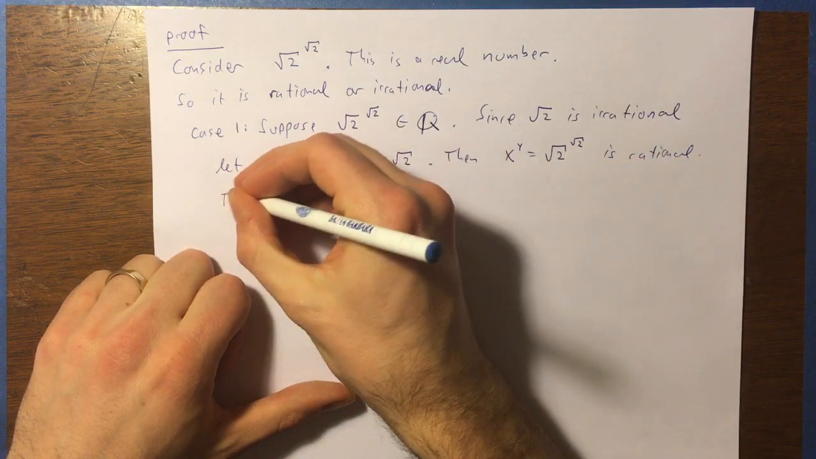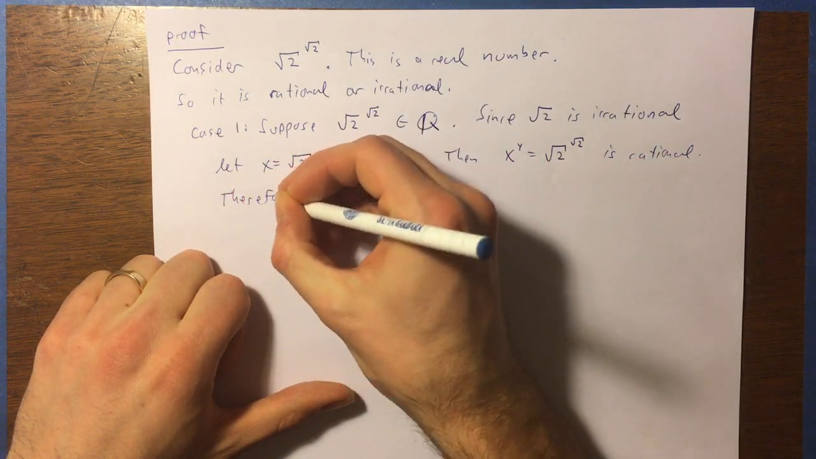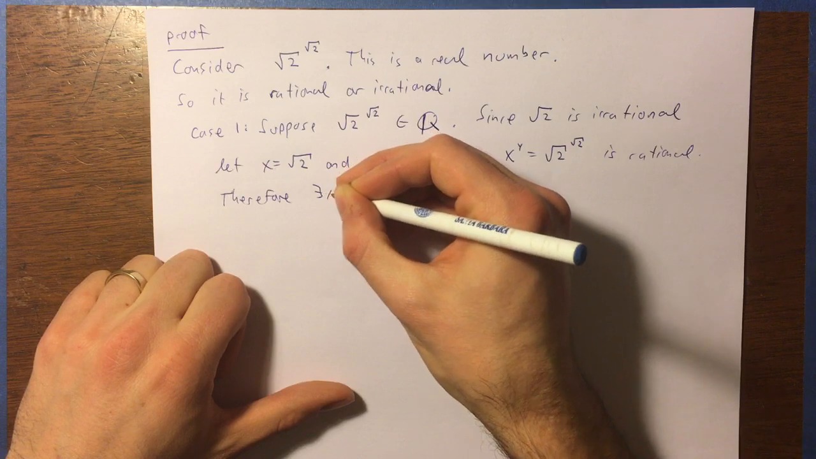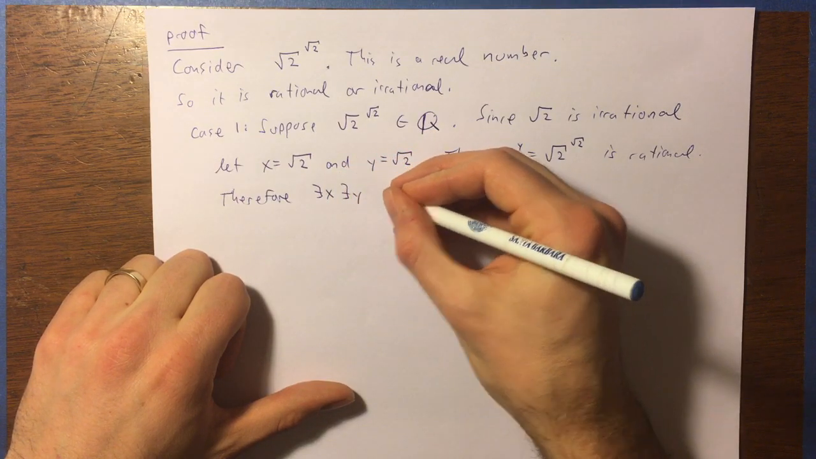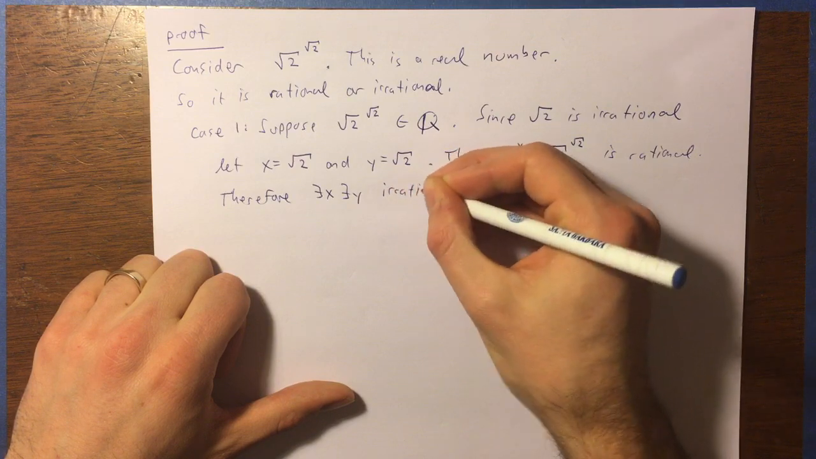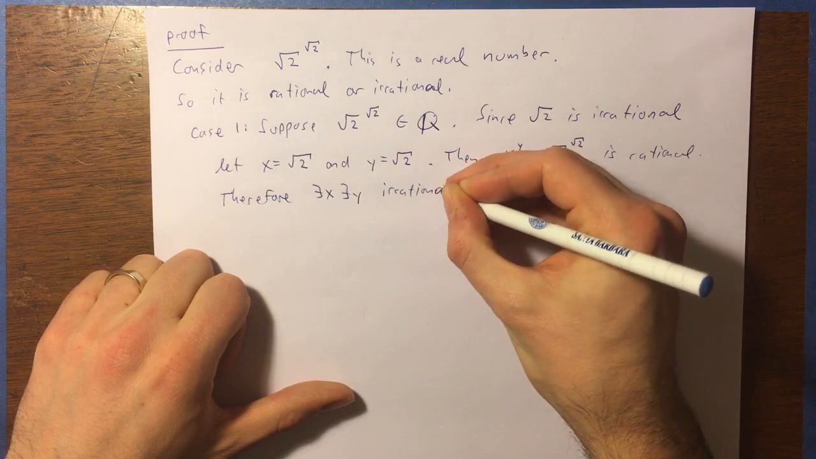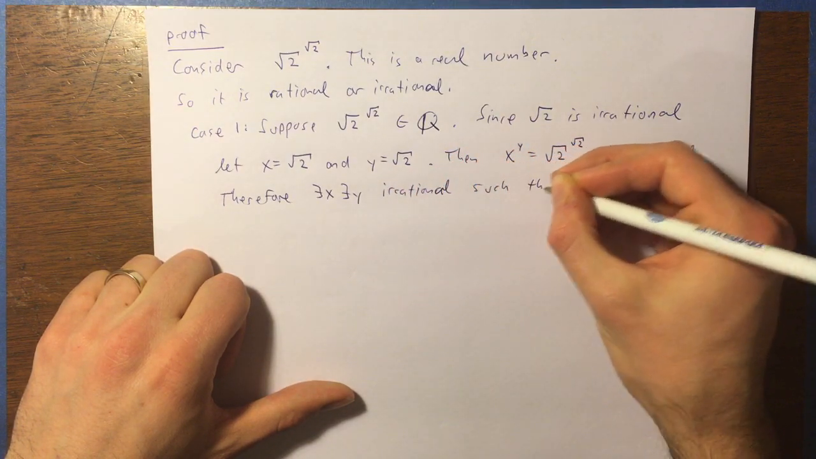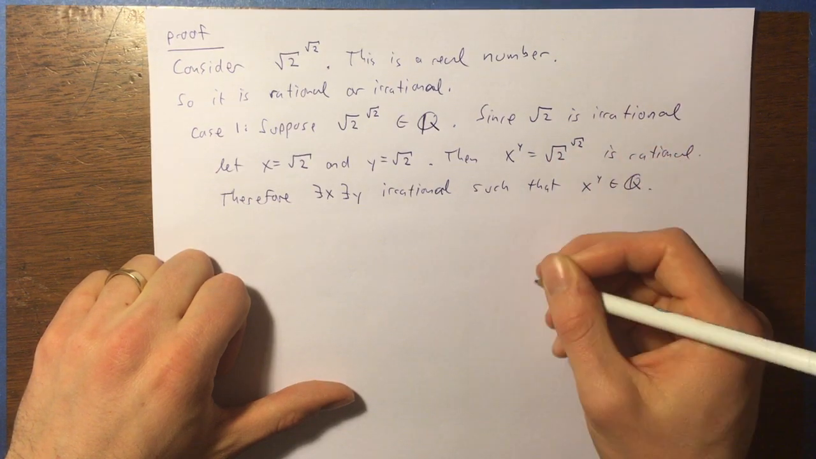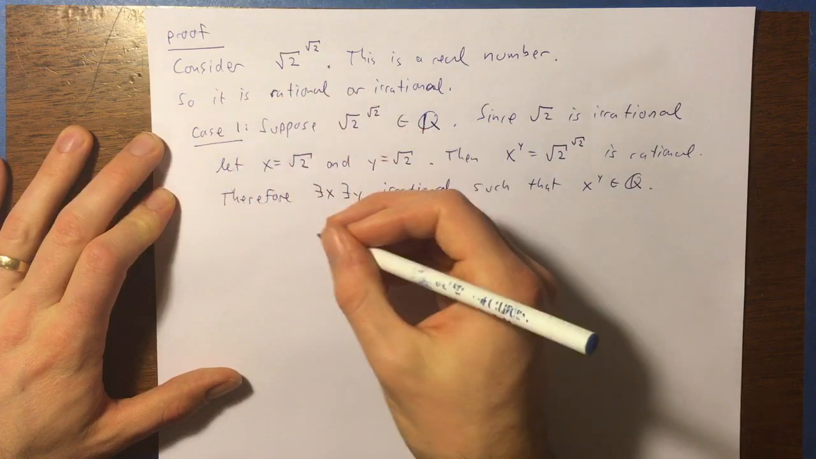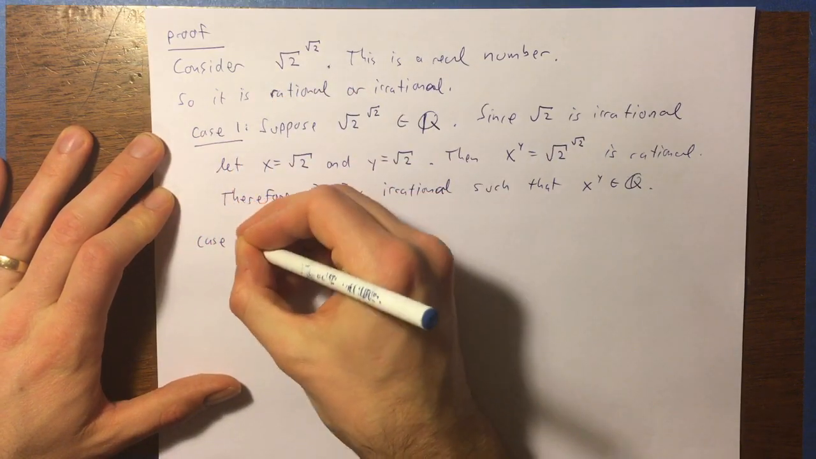So therefore, there exist x and there exists y, irrational, such that x to the power y is this. All right, so I proved it in that case. But now let's look at case 2.